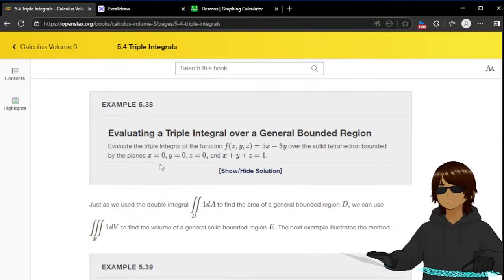Evaluate the triple integral of the function f equals 5x minus 3y over a solid tetrahedron bounded by the planes y equals 0, x equals 0, z equals 0, and x plus y plus z equals 1.